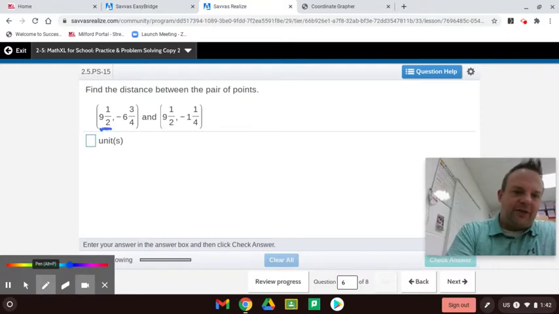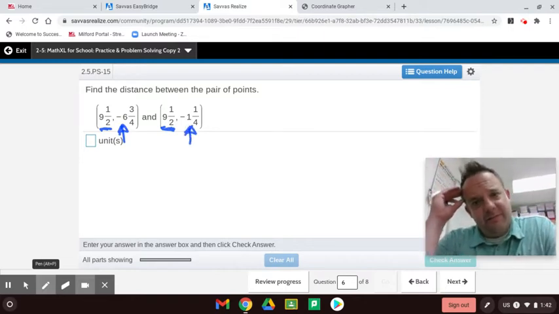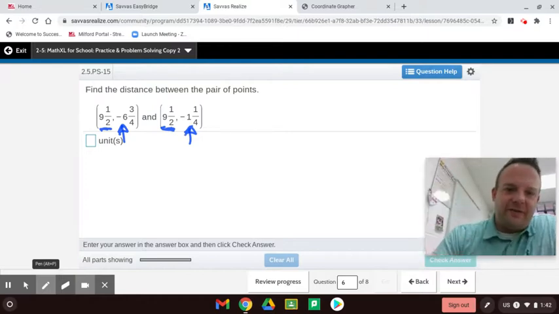X coordinates here are the same when we're finding the distance. See that? Negative sign, negative sign. What does that indicate, guys? When both those signs are the same on that coordinate, that indicates that they're in the same quadrant. When they're in the same quadrant, what do you got to do? That's right, you got to subtract the absolute values.